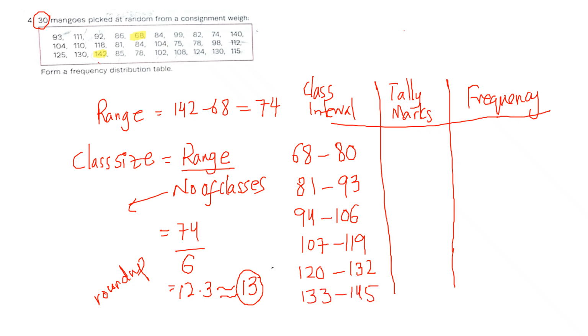Now I am stopping here. Why am I stopping here? Because the highest value was 142 and I have reached the limit, 145 here, because I have to keep the difference the same in each class interval.